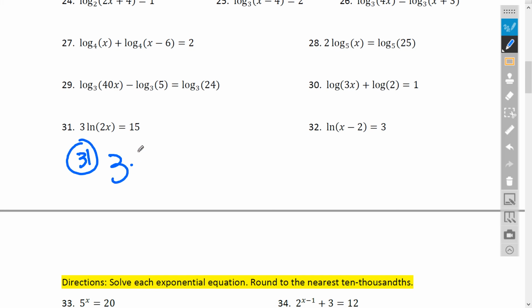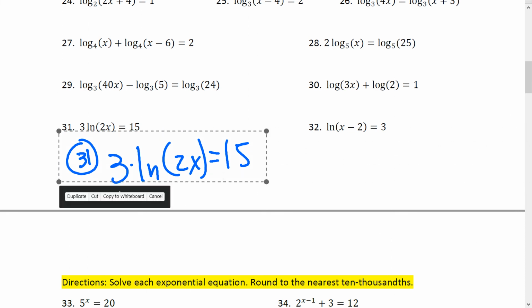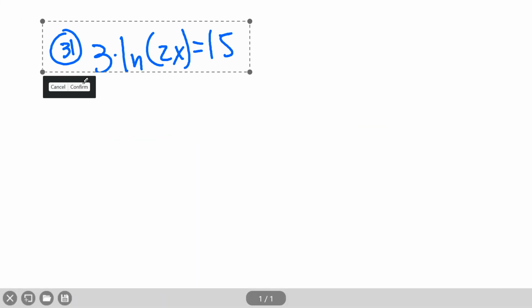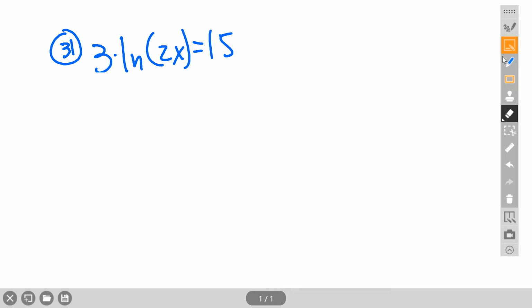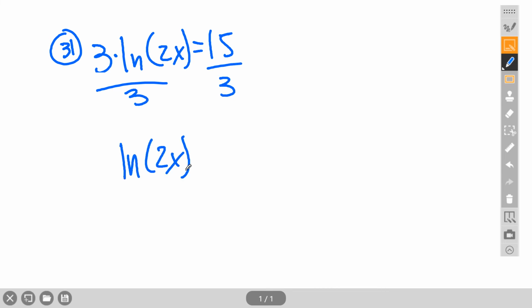Number 31, 3 times the natural log of 2x is equal to 15. Now, we could technically use the power property, put this exponent of 3 back inside the logarithm. However, since it's multiplied and we can get this natural log by itself, the easy thing to do is just divide by the 3. We couldn't do that in the other problem because both sides had a logarithm, but this one, only the left side has a logarithm. So we're allowed to divide the right side by 3 without a problem. And we get natural log of 2x equals 5.